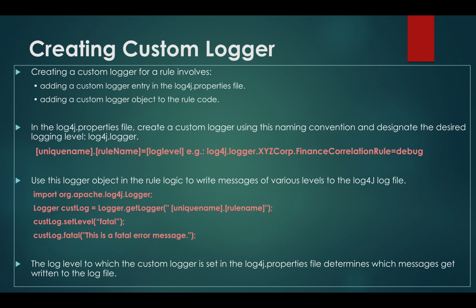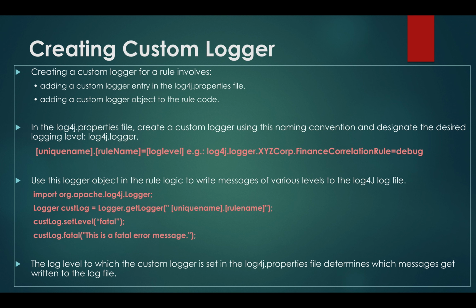Generally, if I want to create a custom logger, this is the naming convention suggested by SailPoint. You have to write a unique name followed by a dot and a rule name, and then you have to set it at a debug level. For example, it can be log4j.logger, the company name can be XYZ Corp, and the rule name can be finance correlation rule, and the level can be set as debug.